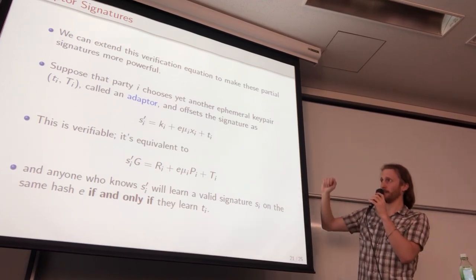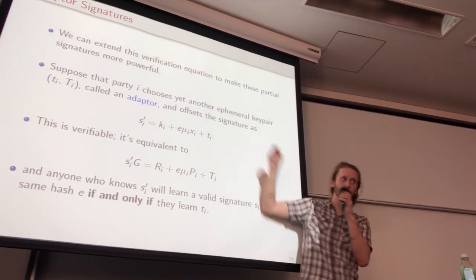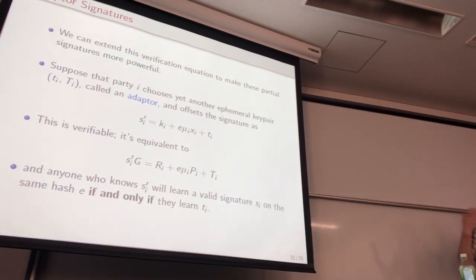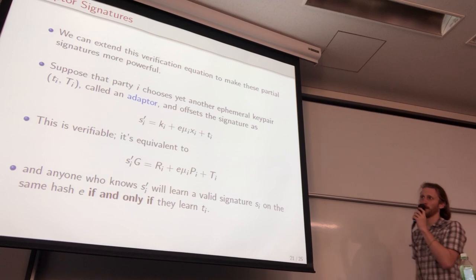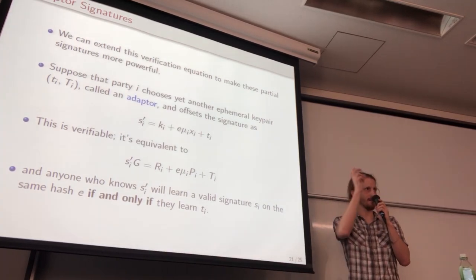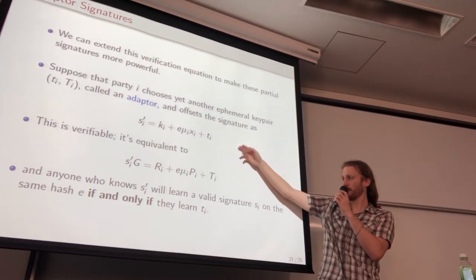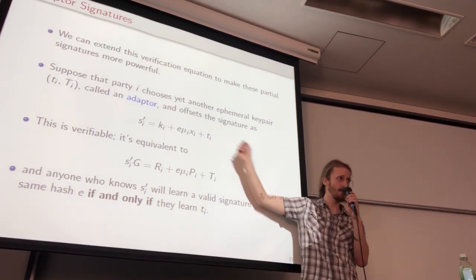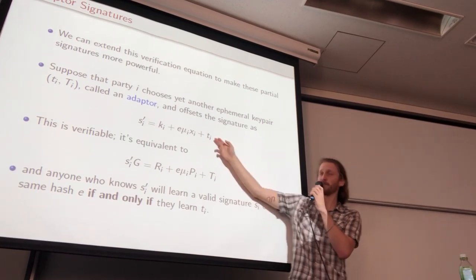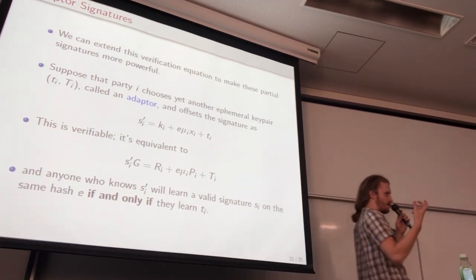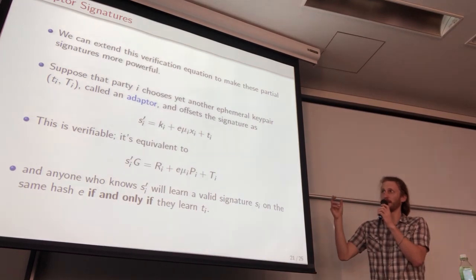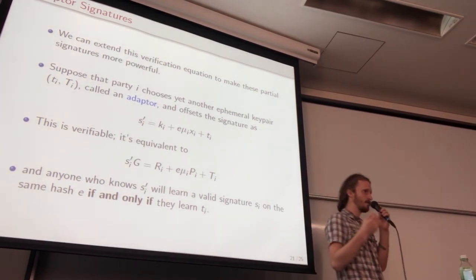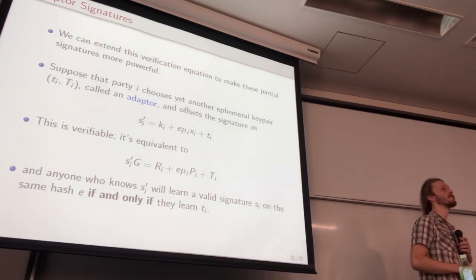And the cool property of this is that this so-called adapter signature is just a valid partial signature that will work in the multi-signature scheme, except that it's offset by this secret adapter t. So if anybody learns a valid signature, they can subtract that here and learn t. If anybody learns t, they can subtract it here and get a valid signature. So there's this extraneous information, and knowledge of this extra information is equivalent to knowledge of a valid signature. In the back first.